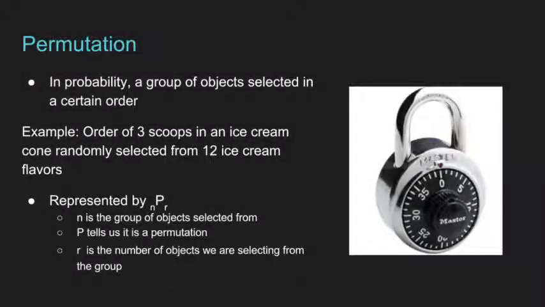In a permutation, a group of objects selected has to be in a certain order. An example of this would be an order of 3 ice cream scoops on an ice cream cone randomly selected from 12 ice cream flavors. You're looking at not only the combination but the order. It's represented by nPr. N is the number of objects available to select from, P tells us that it's a permutation and not a combination, and R is the number of objects we are selecting from the group.